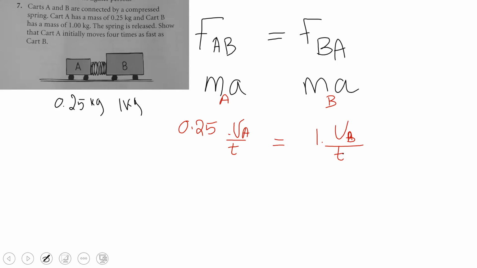Then, since they are compressed against each other at the same time, I can say that the time is neglected. So 0.25 times the velocity of cart A equals 1 times the velocity of cart B. You want now to show that cart A initially moves 4 times as fast as cart B.